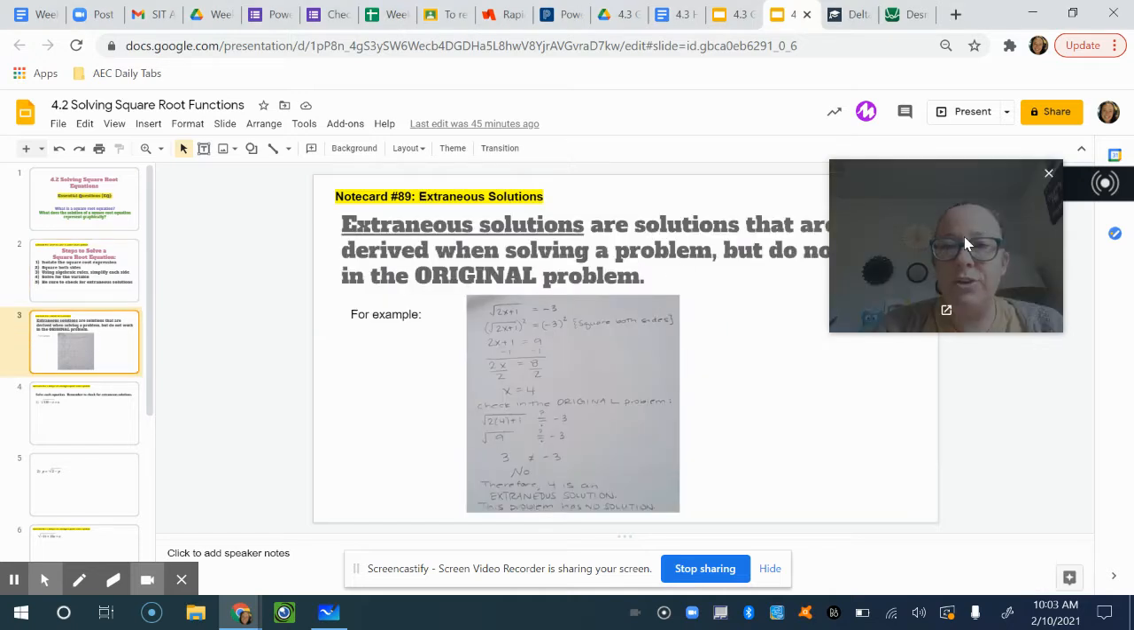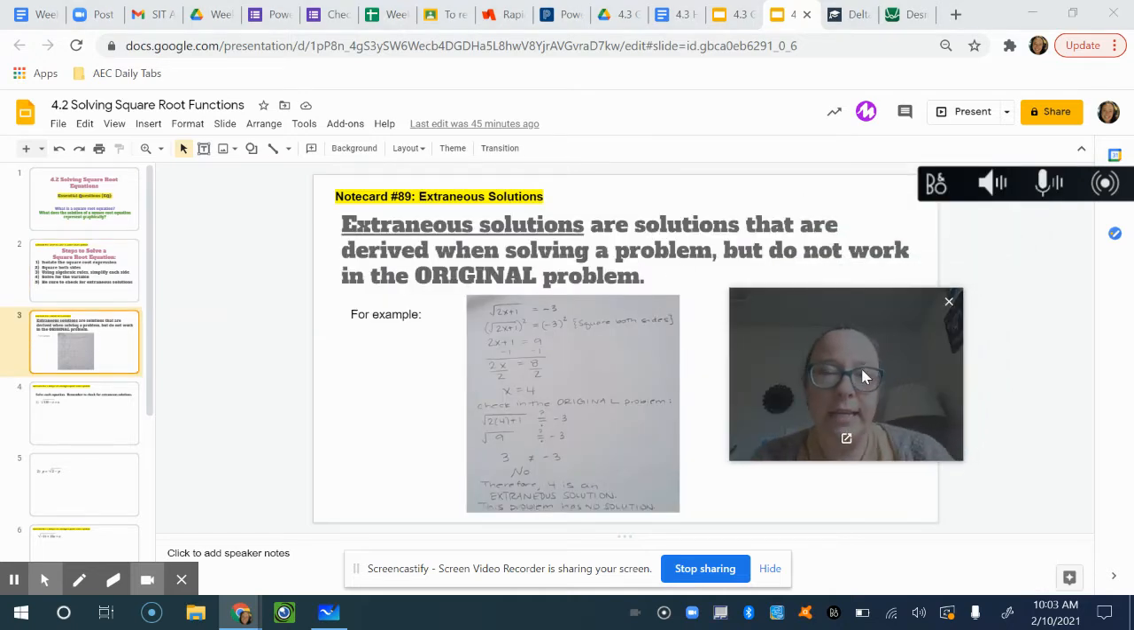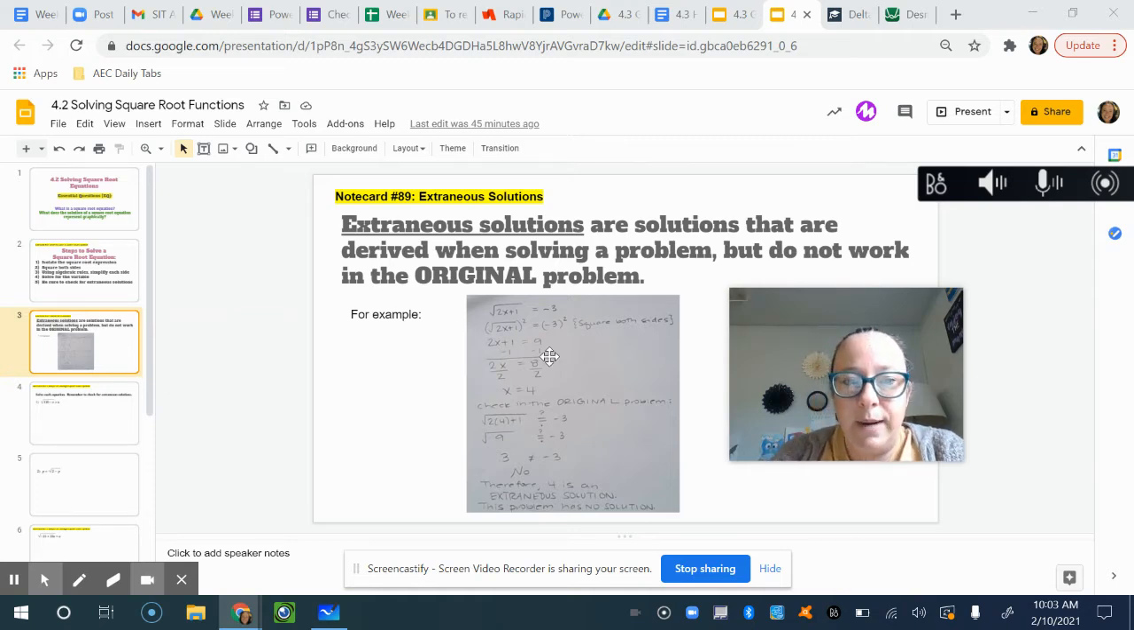I've used the word extraneous before, but we really need to get into the nitty-gritty of what an extraneous solution is. So note card 89 is about extraneous solutions. Extraneous solutions are solutions that are derived when we're doing the algebra, but the solutions do not work in the original problem. So I'll bring an example right here.